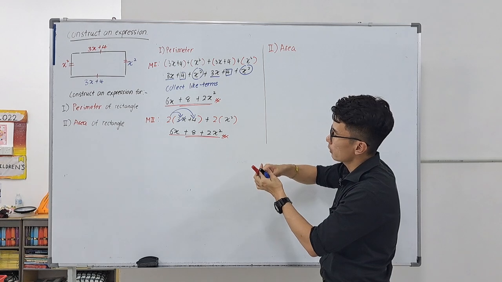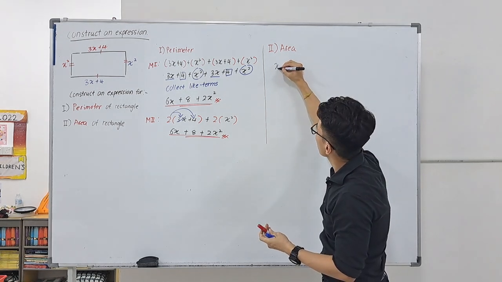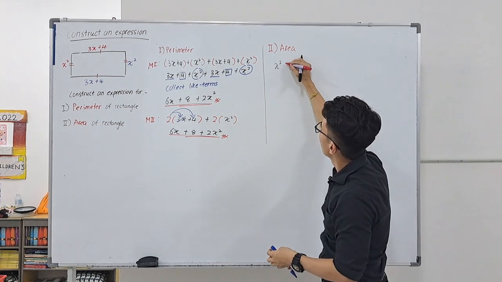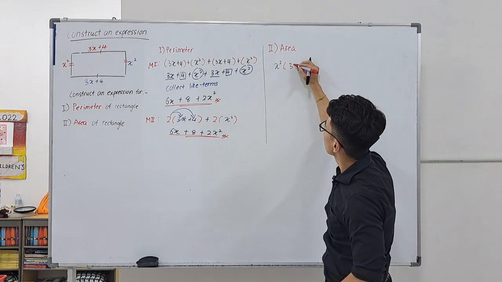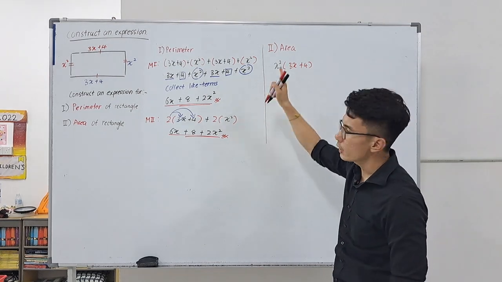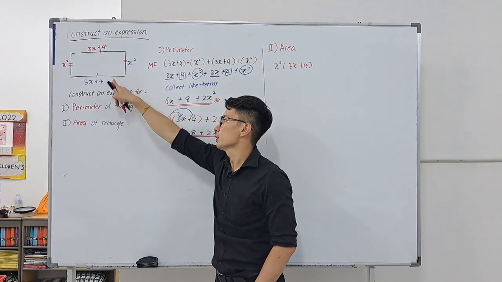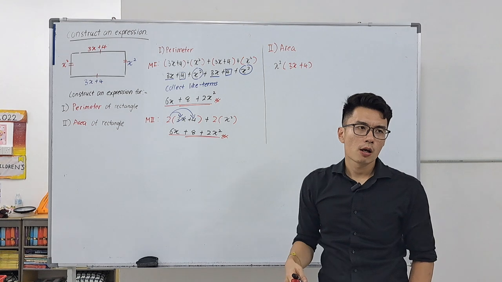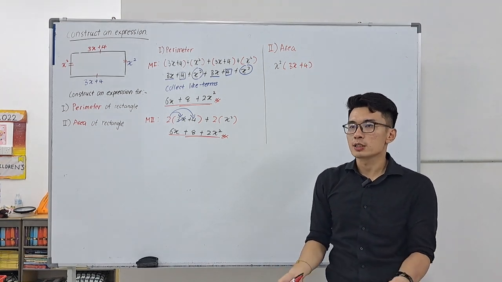So I'm going to write x squared, multiply 3x plus 4. Now some of you might look at this and ask, isn't this height times base? But it's actually the same thing.